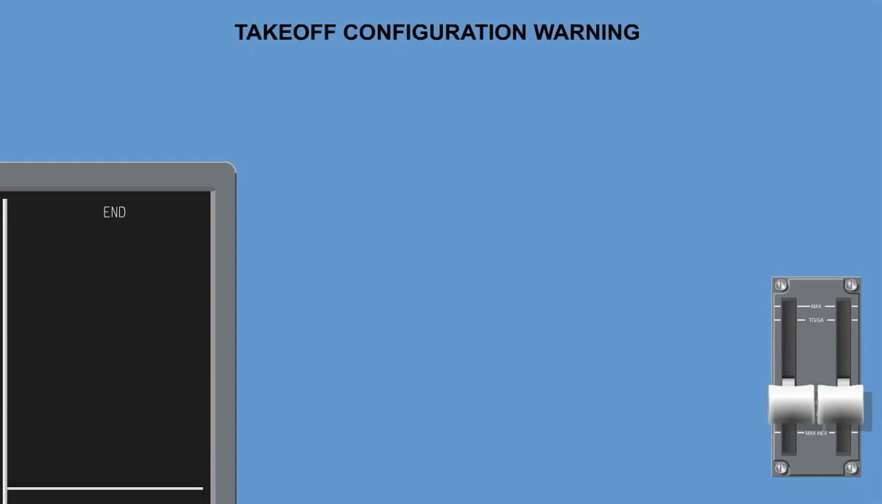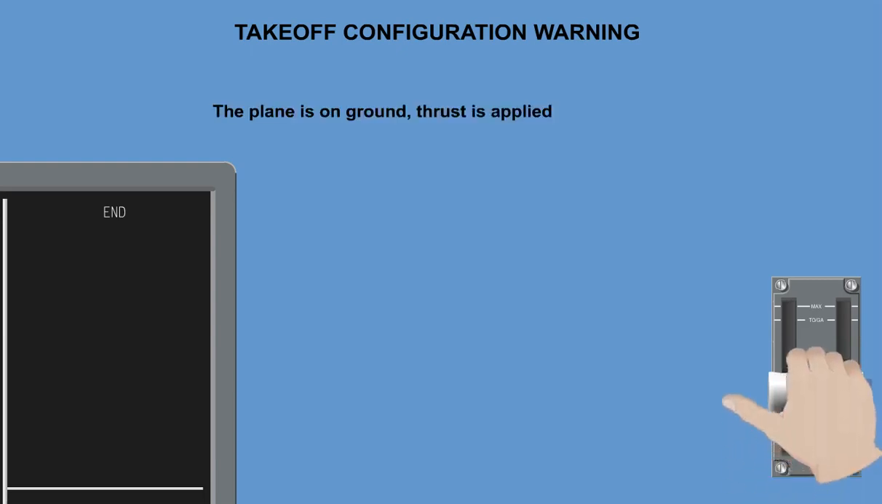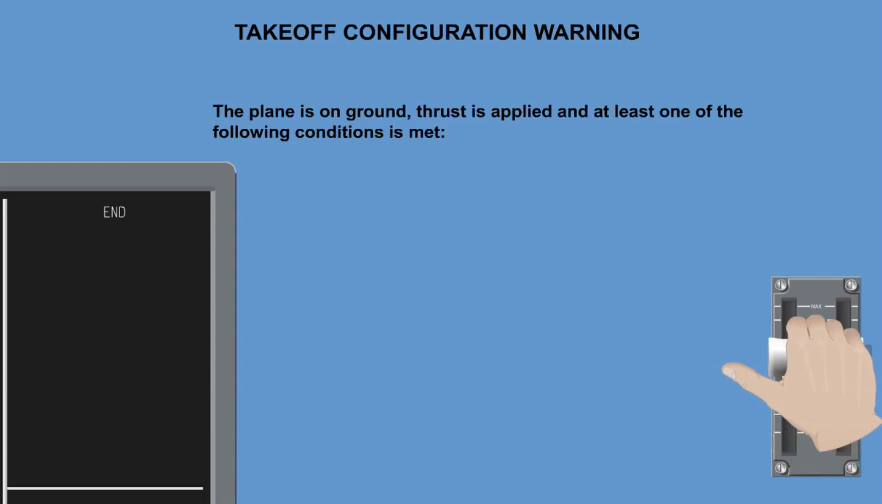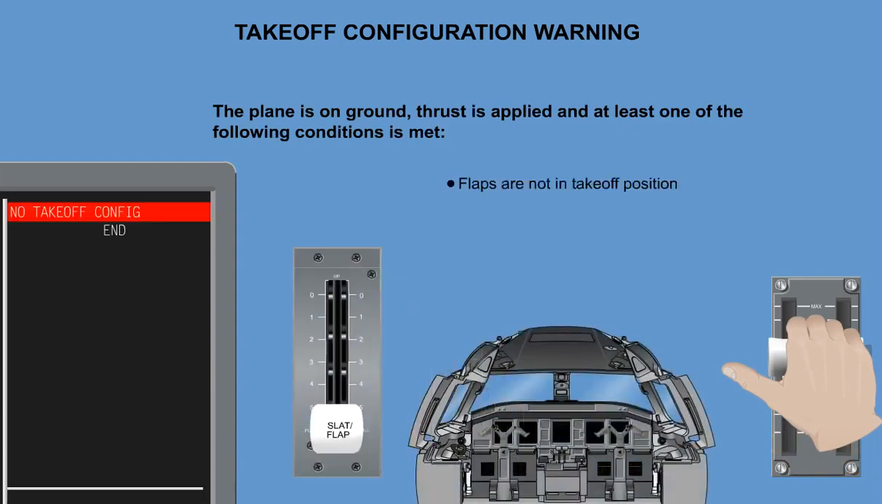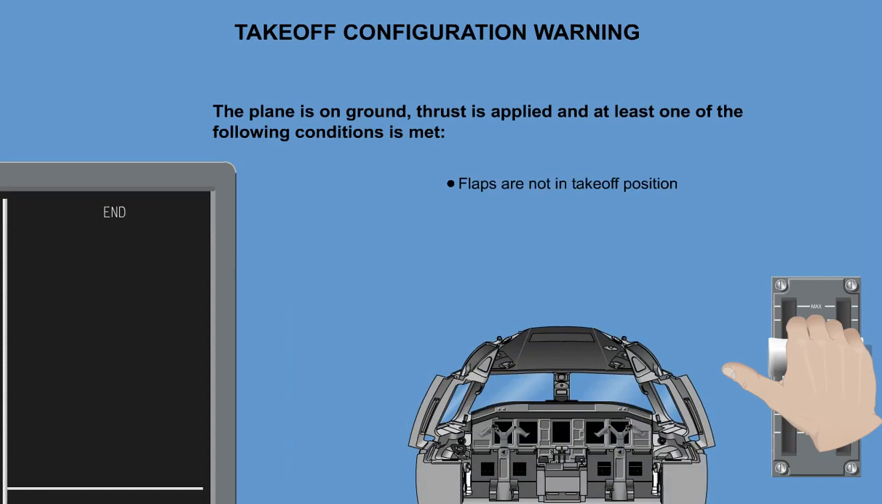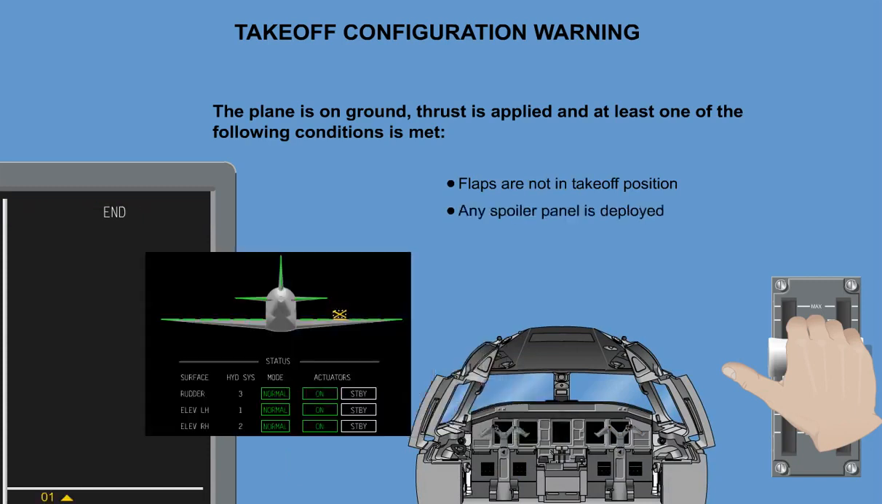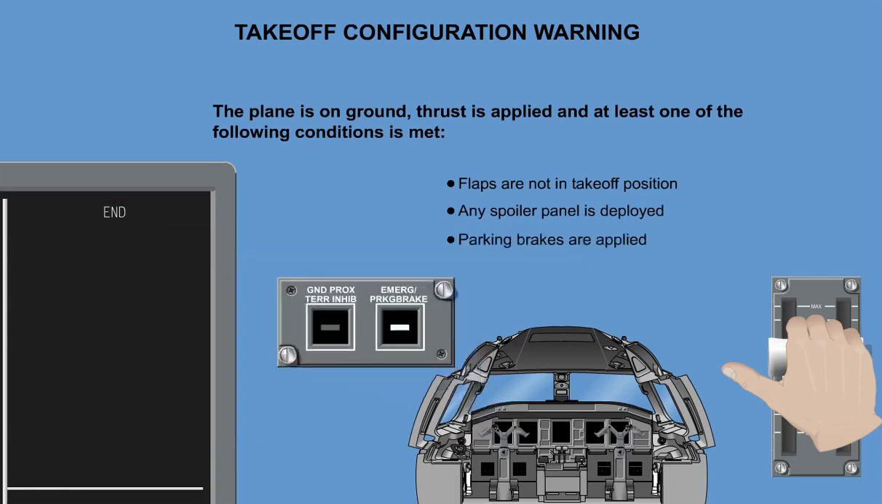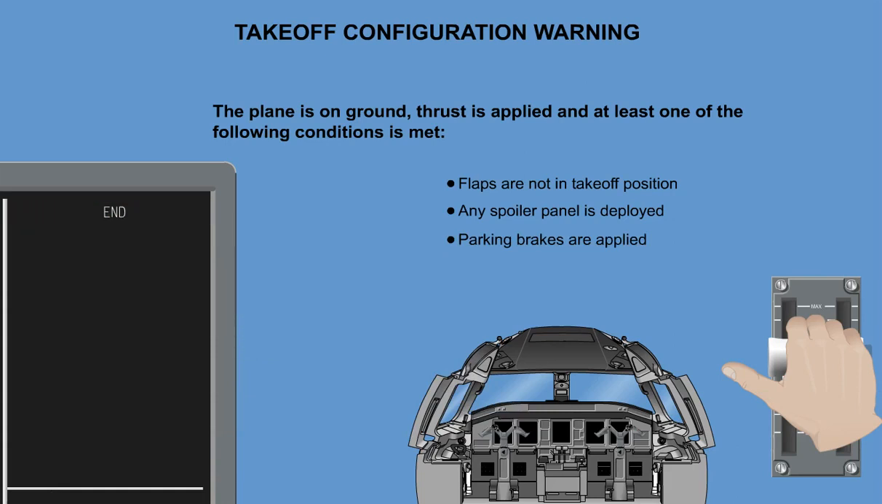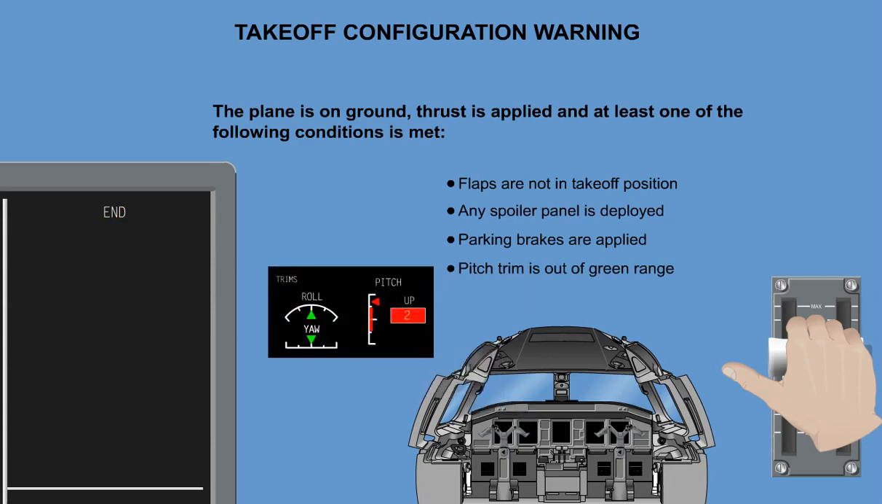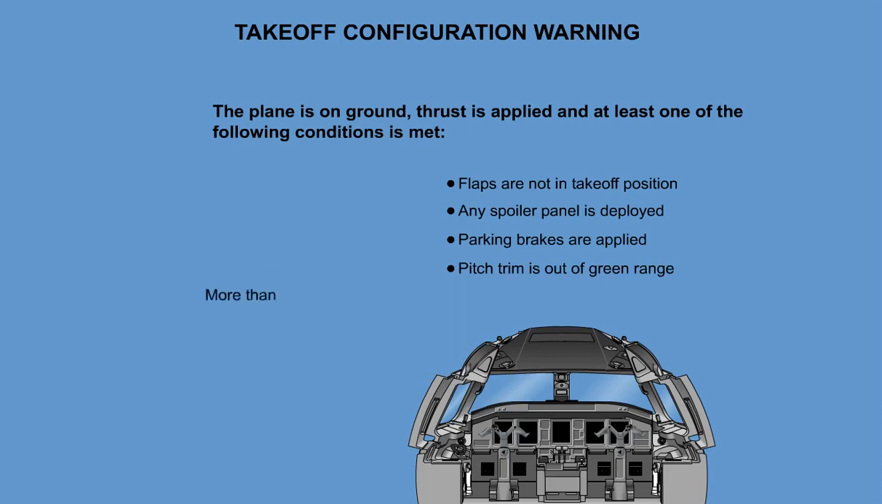Such warning is activated whenever the airplane is on the ground, thrust is applied, and at least one of the following conditions is met. Flaps are not in takeoff position. "No takeoff. Flap." Any spoiler panel is deployed. "No takeoff. Spoiler." Parking brakes are applied. "No takeoff. Brake." Or, pitch trim is out of green range. "No takeoff. Trim." More than one warning may be generated if more than one condition is met.